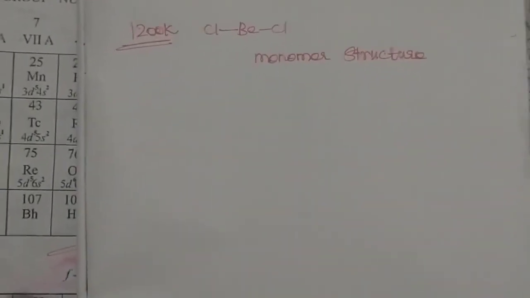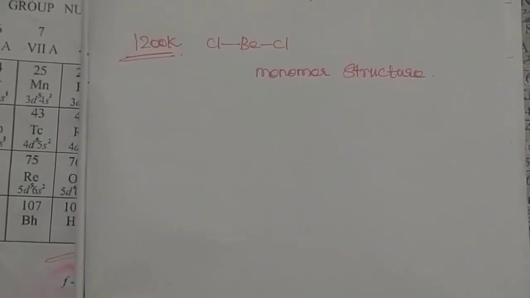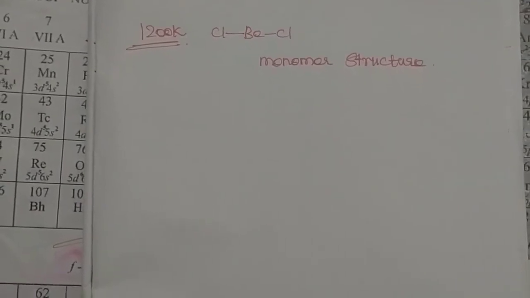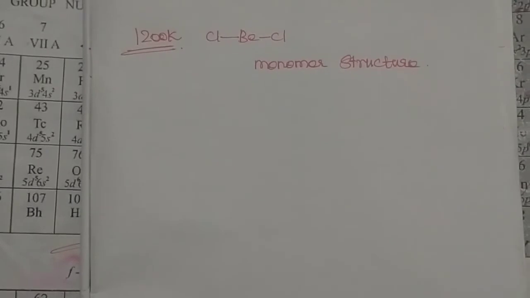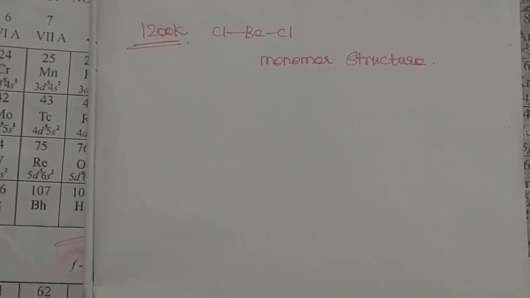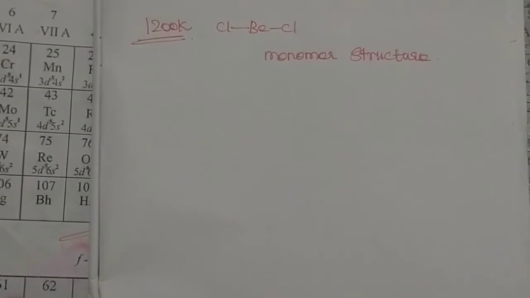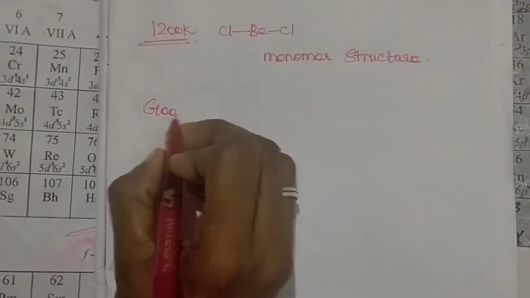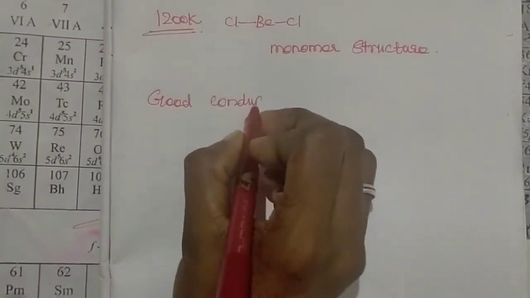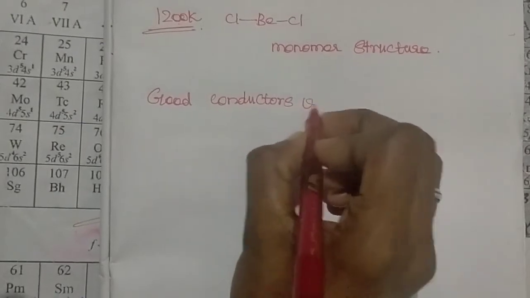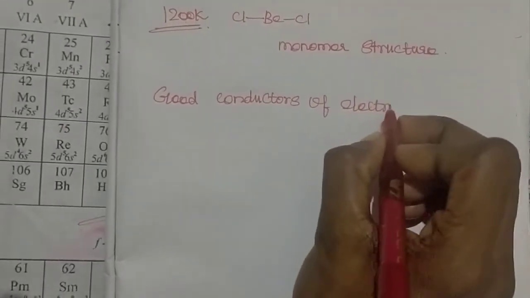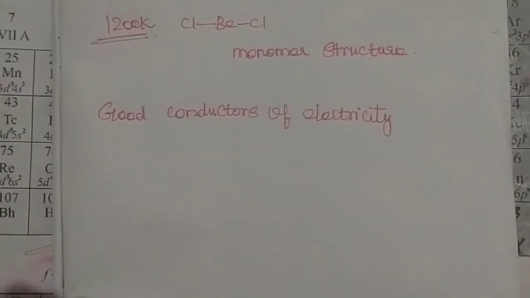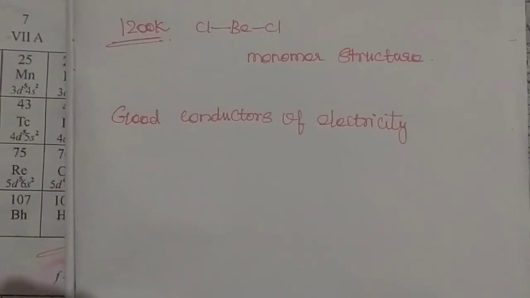Except beryllium, all the alkaline earth metals are ionic in nature, and the chlorides and fluorides of all the metals are ionic solids. The halides of the alkaline earth metals are good conductors. They can conduct electricity easily. They are good conductors of electricity in the fused state and also in aqueous solution.